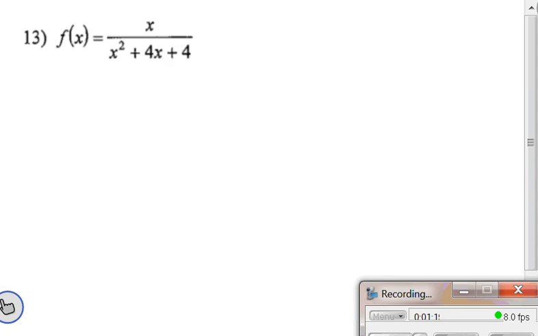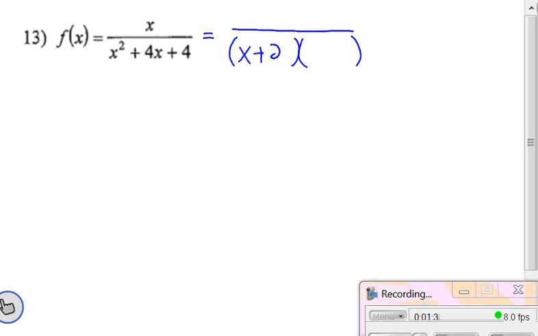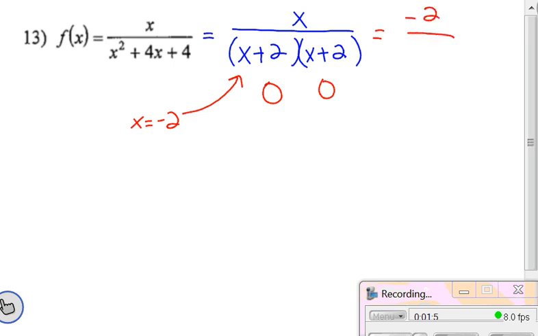Okay, number 13, same directions. Is this whole function continuous? Well, I don't know. When I look at it, I'm thinking, wow, that's kind of a lot going on there. Why don't I factor? It's hard to tell if there's any numbers that'll mess up the bottom or the top. So the bottom factors x plus 2 and x plus 2. And so now it's a little bit more obvious that I can plug in any x values I want, except for x equals -2. It would basically produce -2 on the top and 0 on the bottom.